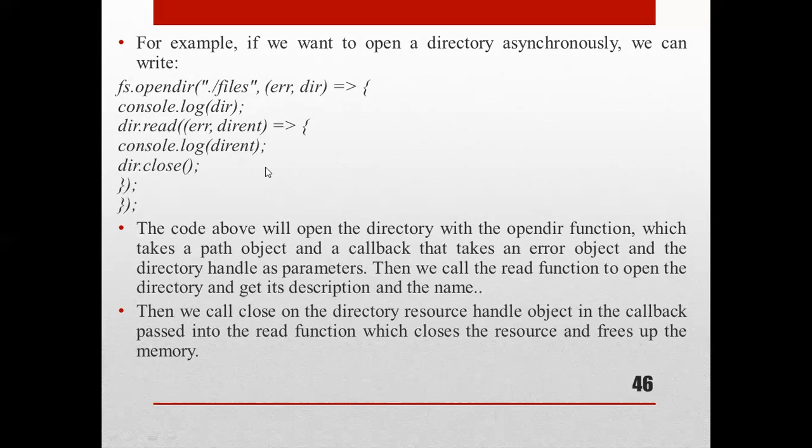So when we call close on the directory resource handle, in the callback, it closes the resources and frees up the memory. After closing this file, it frees the memory. That means there is no chance of memory leaks here. It will prevent memory leaks.